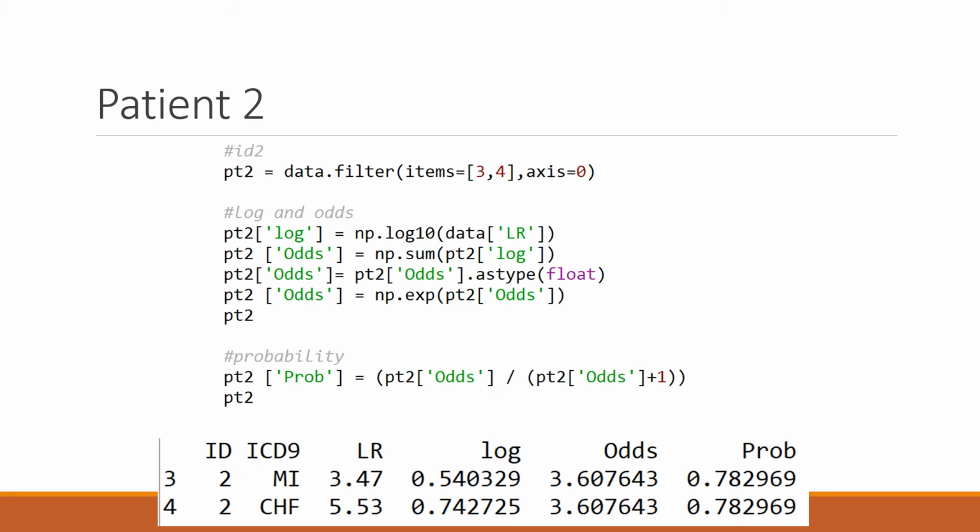Moving on to patient 2. I used the same method as I used for patient 1. I first started by filtering the data out for patient 2, then I went on to transforming and summing my log and calculating my odds, and then I used my odds to calculate my probability as shown below. So for patient number 2, you can see their probability of long stay is 0.78.